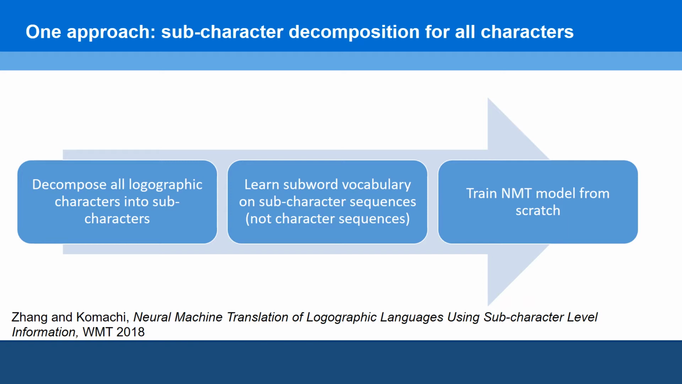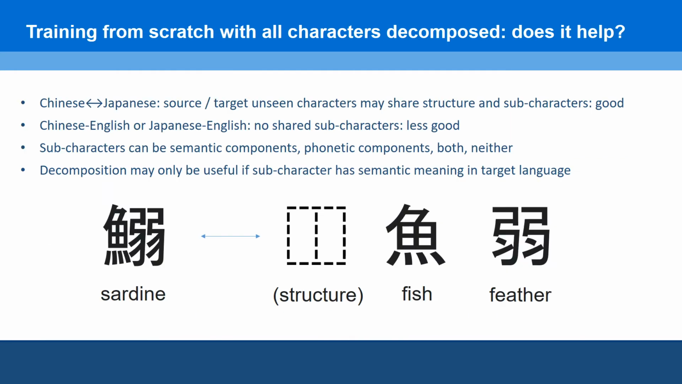So far, work on using subcharacter information for neural machine translation does the decomposition before training. A typical approach is to decompose all logographic characters into their subcharacters. Then they learn a BPE subword vocabulary on the sequences of subcharacters, and then train the model on the subcharacter representations. This is very useful for translation between Chinese and Japanese, because it's possible for unseen source and target characters in those languages to share subcharacter components.